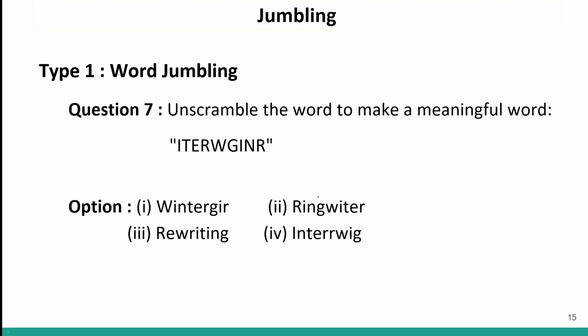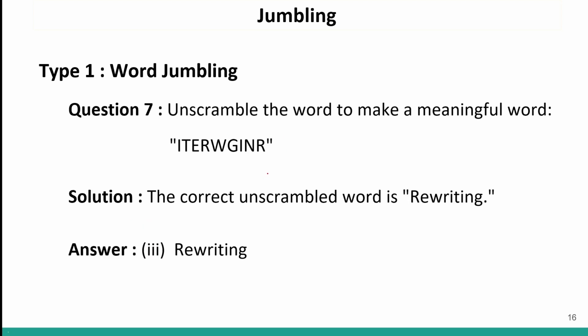Now we have to unscramble the word to make a meaningful word. So over here, is witter a meaningful word? No. Is wintergir a meaningful word? No. Is interwig a meaningful word? No. Is rewriting a meaningful word? Yes. Now let us check. We have used R, E, W, R, I, T, then I, N and G. So we have used all the letters and we have used them only once. So our correct answer will be option number 3, rewriting. So this is the question set from word jumbling.